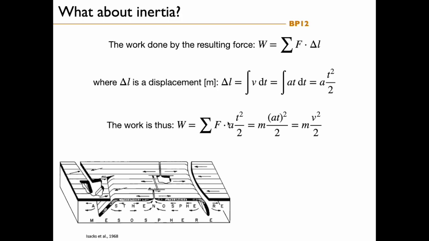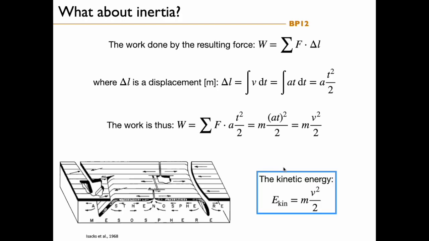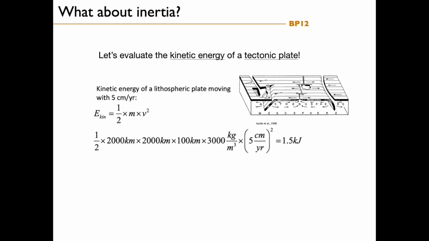So the work is the sum of forces times a t squared divided by 2. If you substitute the mass times acceleration instead of the force, you will get acceleration squared also. So you have mass times a t squared divided by 2. a t is the velocity, so the work here is mass times velocity squared divided by 2. Where am I getting to? This is the definition of the kinetic energy. So the kinetic energy of an object is mass times velocity squared divided by 2. It's the power of the resulting force.